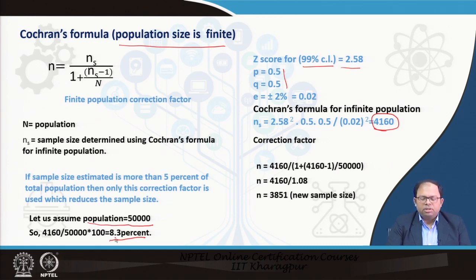Because it is 8.3%, we add the correction factor, and when we do the estimate with the correction factor, we find that n reduces to 3851, which is the new sample size. So that means if my population is finite, then the total number of samples collected is a little less.